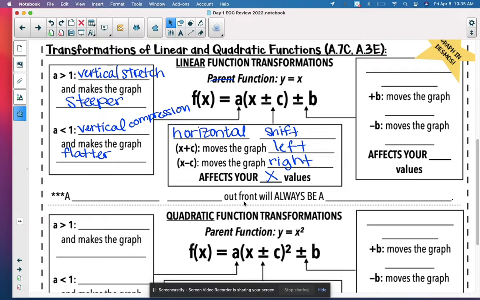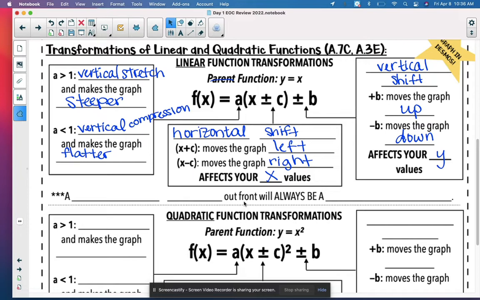B, or the number at the end, affects our y values. So this is considered to be a vertical shift. This one is very straightforward because if B is positive, we go up. If B is negative, we go down.